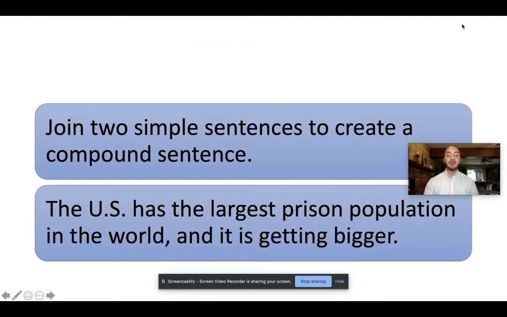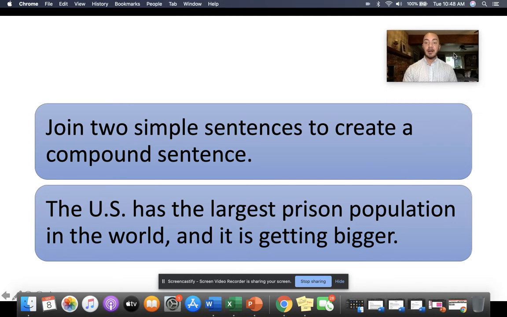Lastly, coordinating conjunctions can be used to create what's called a compound sentence. And this happens when we join 2 simple sentences together. Here's an example. The US has the largest prison population in the world, comma, and it is getting bigger. In this case, and is our coordinating conjunction, and it is joining 2 simple sentences, meaning the first part of the sentence is one sentence, and the second part of the sentence is another simple sentence.